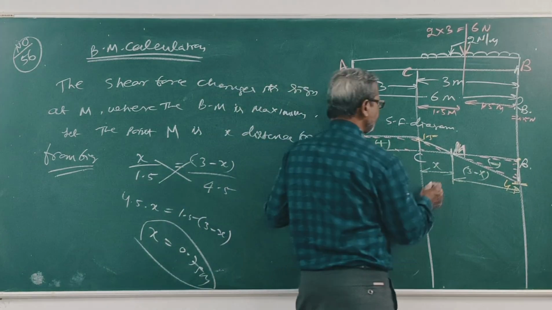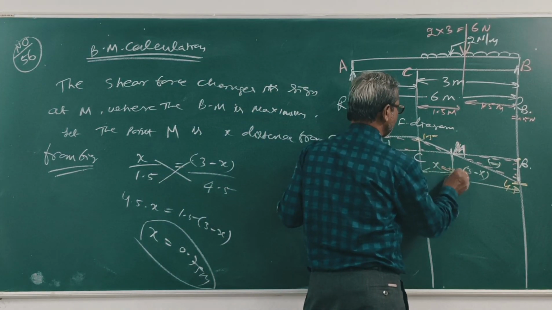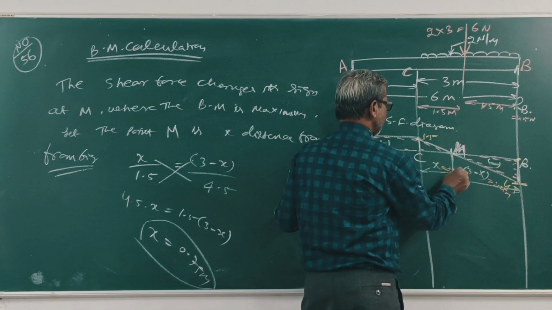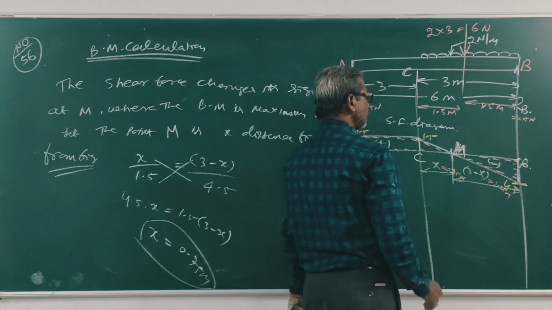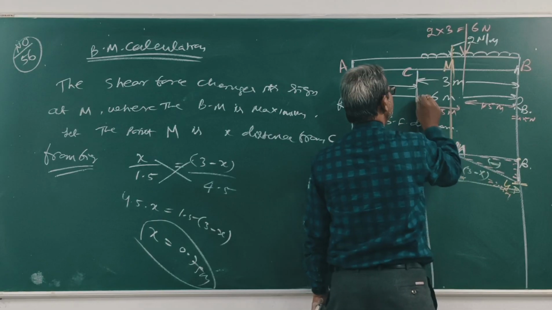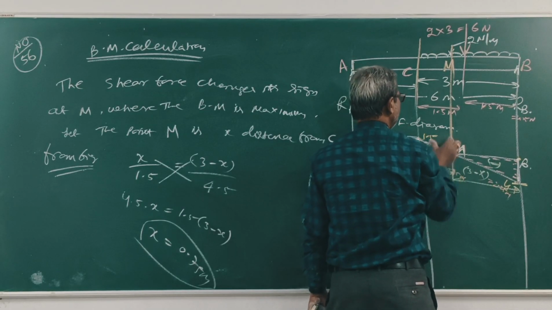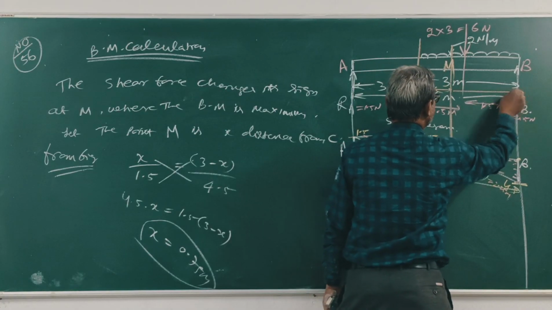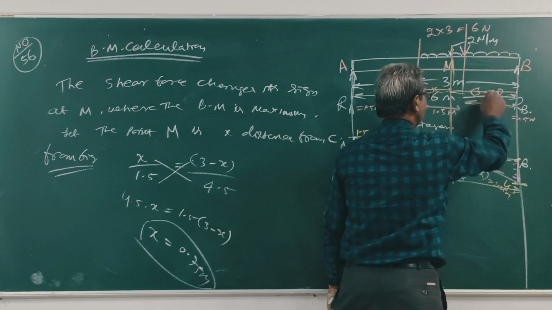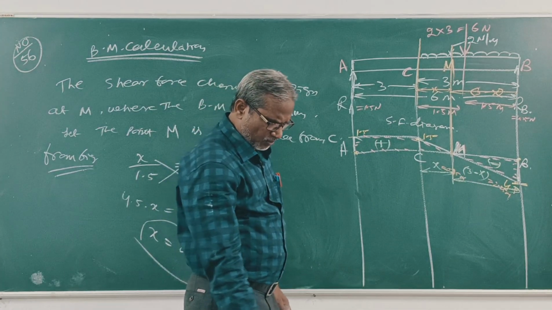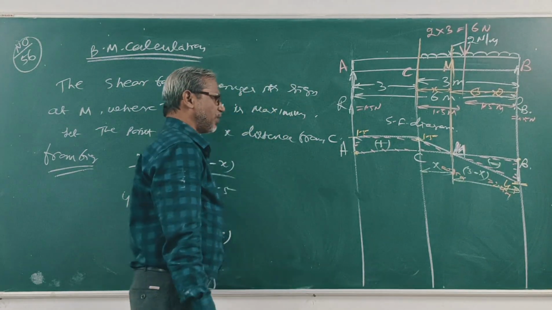So this is 0.75 meter. So what is this? 2.25 meter, 3 minus x. Clear? So this is point M. This is x, this is 3 minus x. Now first find out the bending moment at point B.